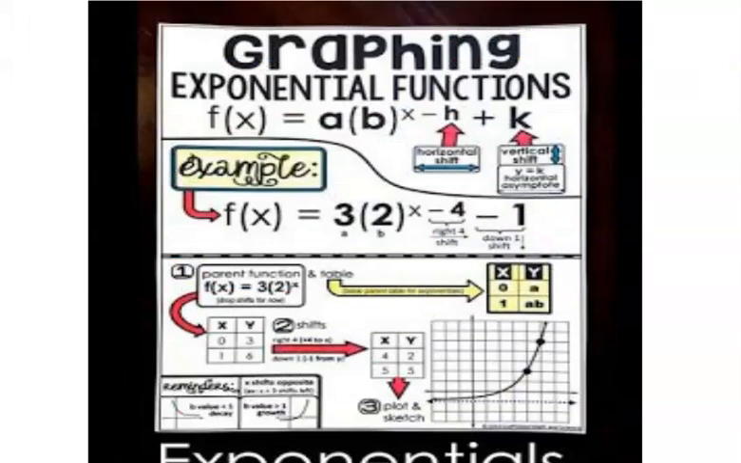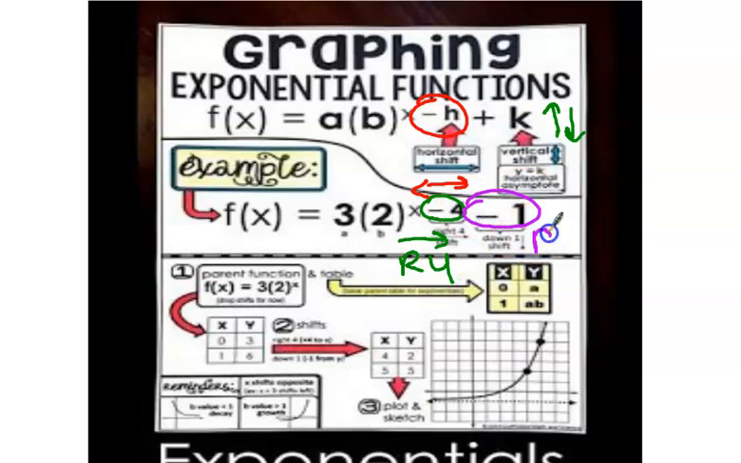Here's just another example of exponential functions. What does it mean for the left, right, up, or down? Again, my h tells me my horizontal shift, left or right. My k tells me whether I'm going up or down. For this situation, the x minus 4 would mean going right 4, and then this minus 1 would mean going down 1.